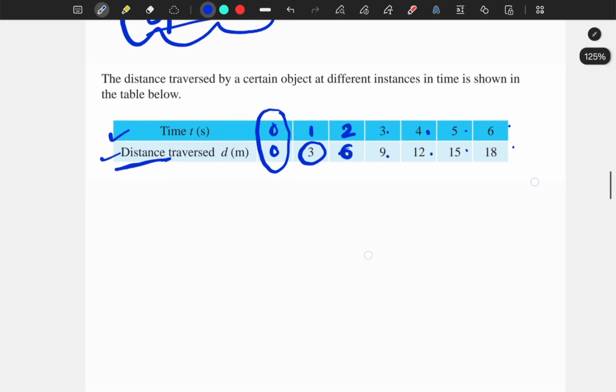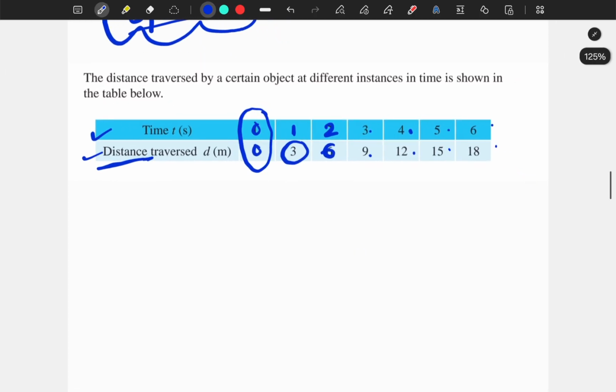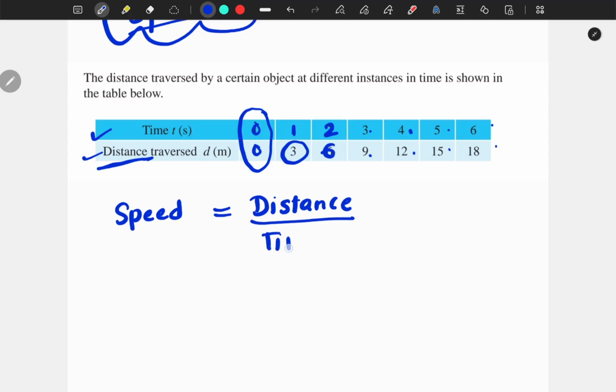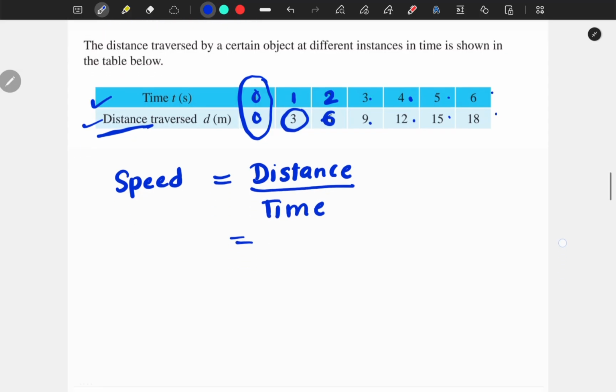So if I ask a question: students, calculate the speed of this object. How do you find it? Speed equals distance divided by time, right? You can pause the video and think. So what is the distance here?